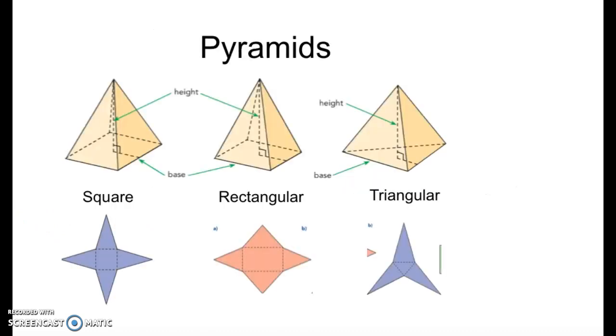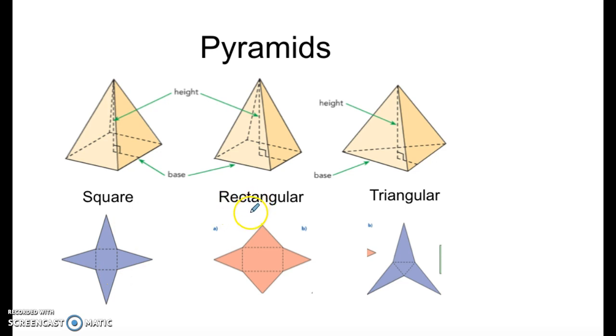And last, we have pyramids. There's three different types of pyramids. So first, we can look at a square pyramid, which we can see we have the height, and we have a square base, and the net has a square in the middle with four triangles on the outsides.